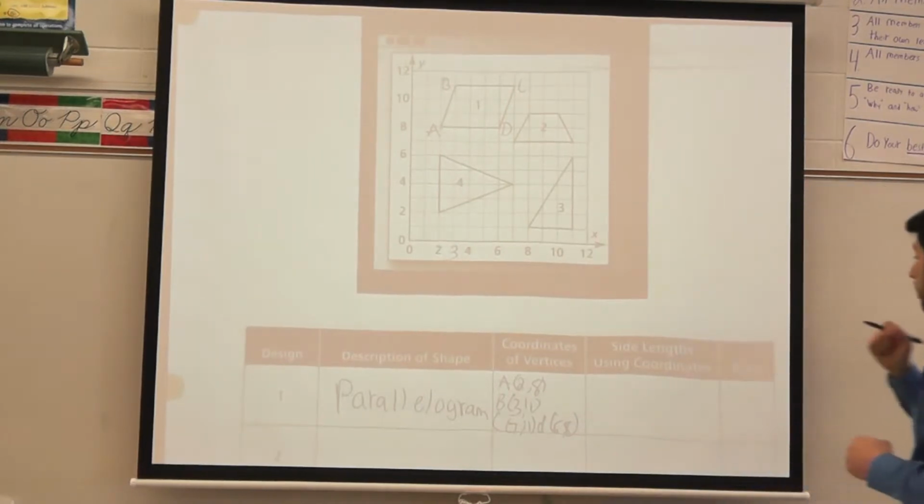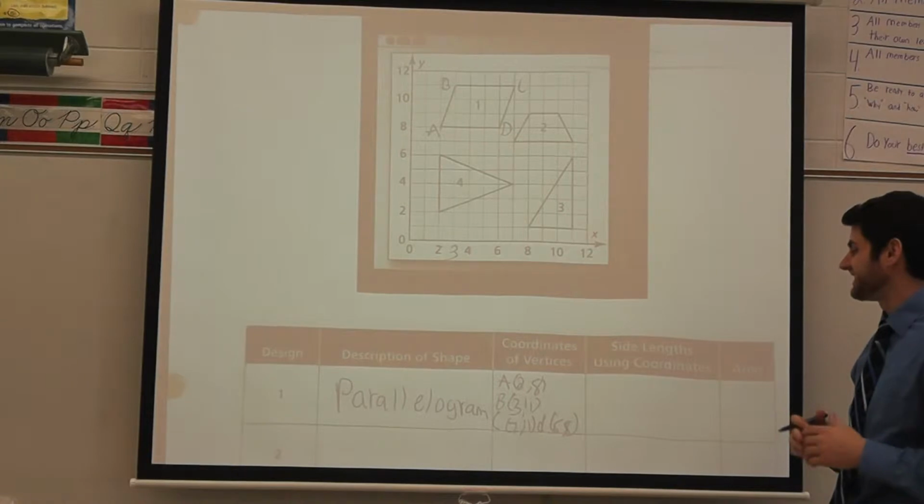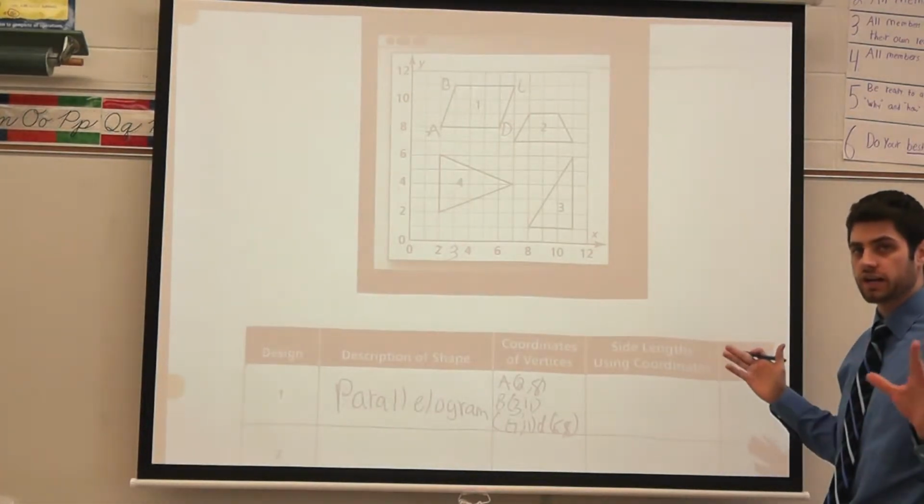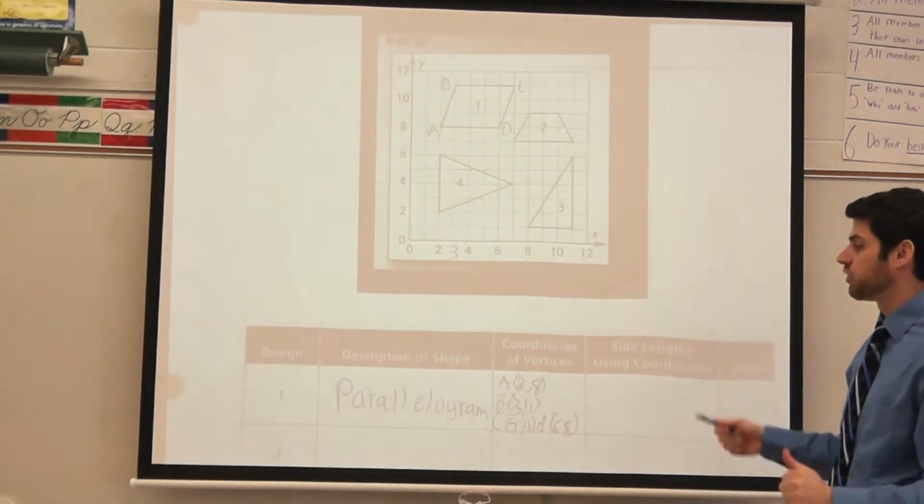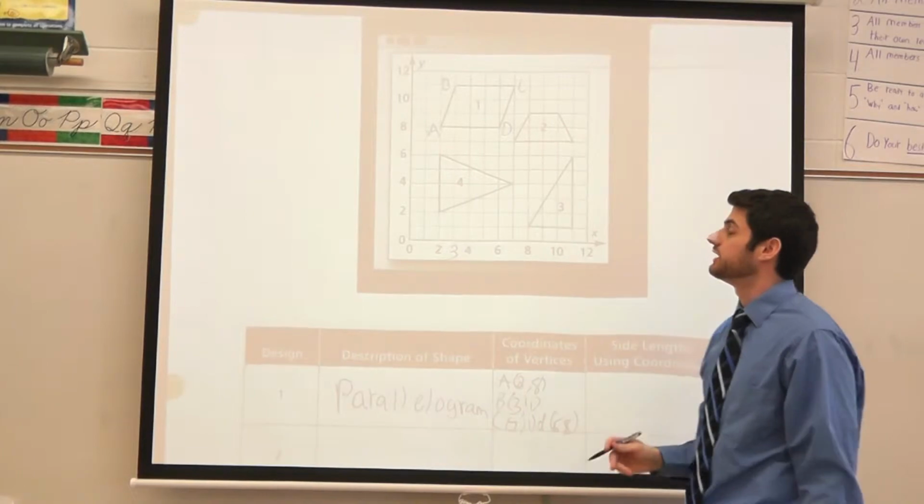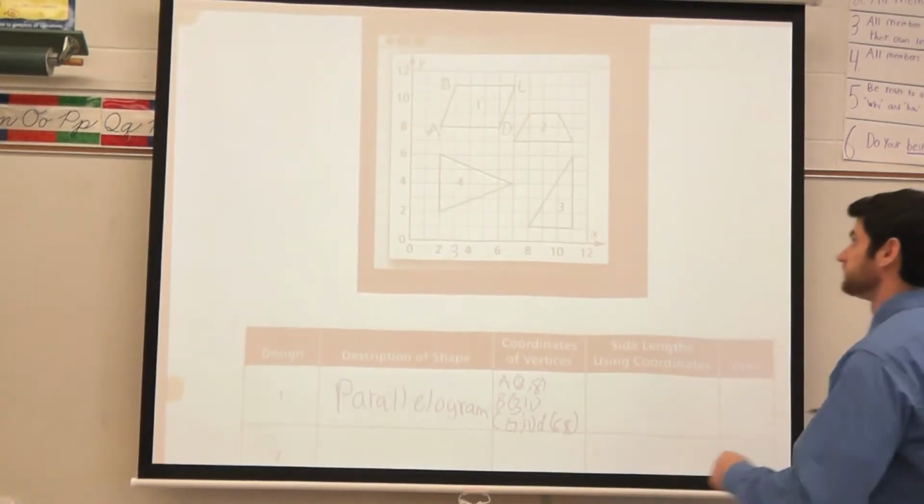So I labeled each one of the coordinates of the vertices here using A, B, C, and D. The next thing I'm going to do is look at the side lengths using the coordinates. Now, I'm not using a ruler, I'm not measuring it that way. I'm just using my coordinates to try and find out what sides of this parallelogram I can find.